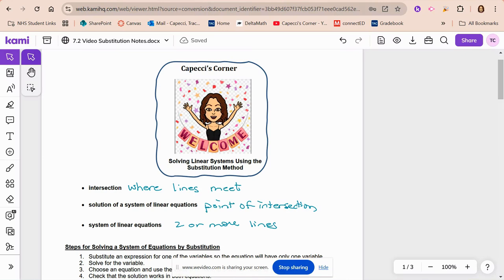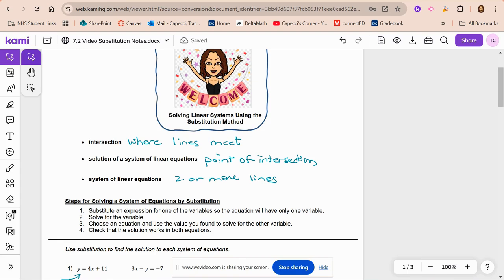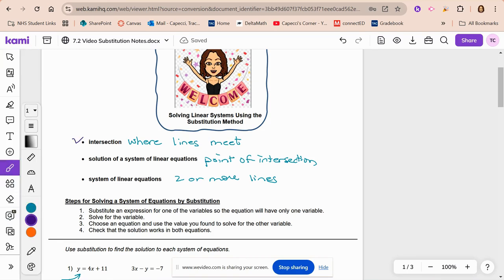We're going to look at solving linear systems using the substitution method. Now, if you remember when we were graphing, the intersection point is where the lines will meet. The solution of that system of linear equations is the point of intersection. And what is a system? Well, that's when we have two or more lines.